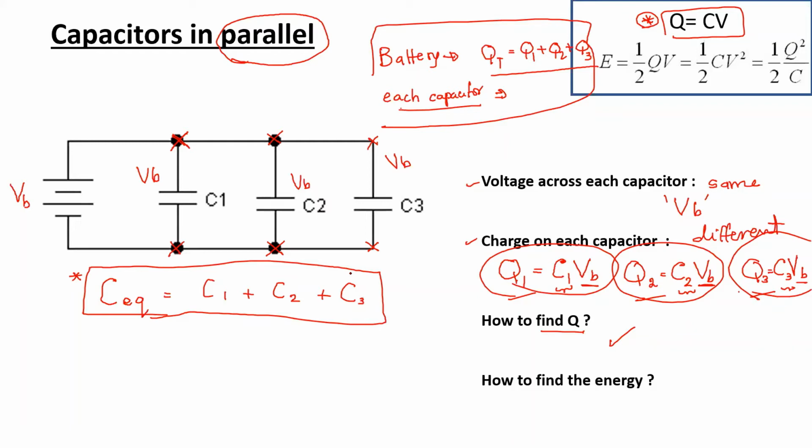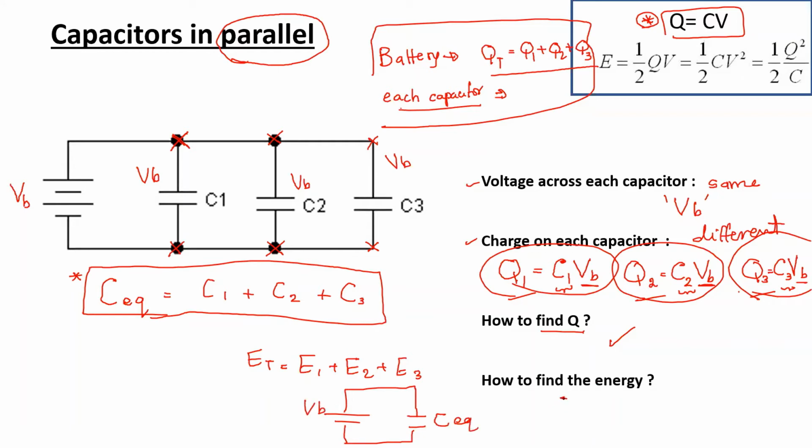So similar to the previous one, one way is you find the total energy: if you find the energy of each capacitor and add them. But we don't like that method because it's time consuming, right? We don't want to do this. So the other way is you use the equivalent circuit. Equivalent means you find the energy of this circuit.